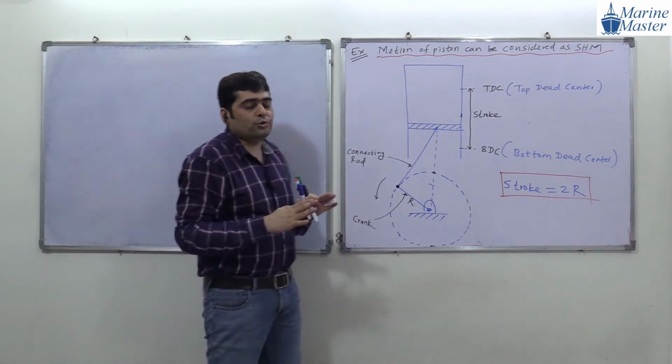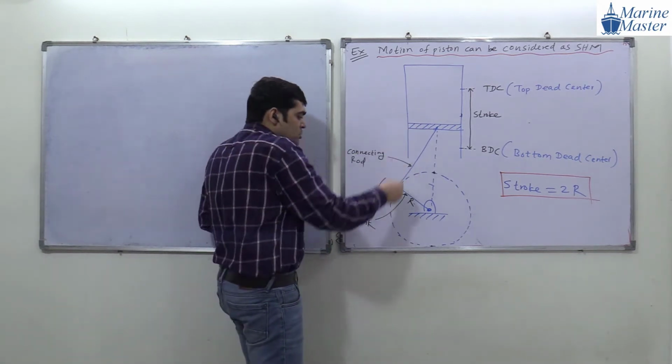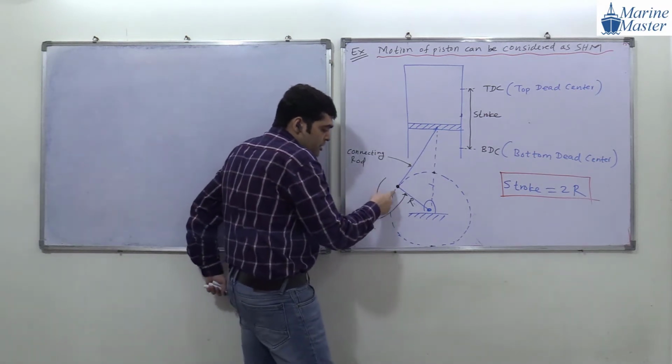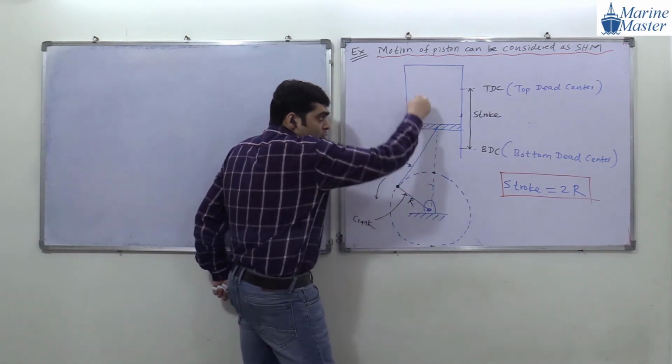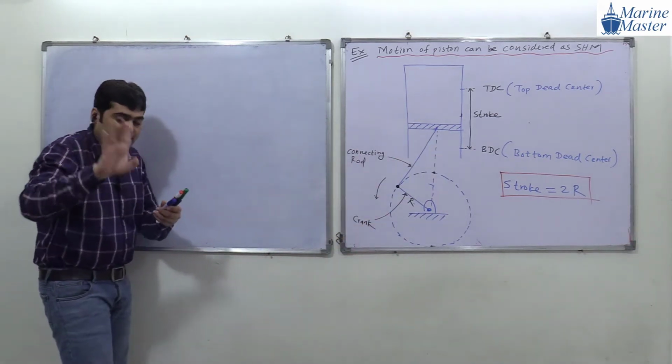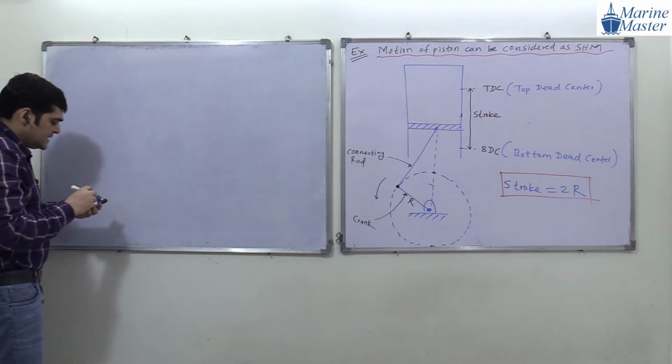And what are we going to do now? We are going to combine these two motions. We are going to combine the motion of this point and the motion of the piston in one reference circle. Try to understand the reference circle here. Consider a point Q.